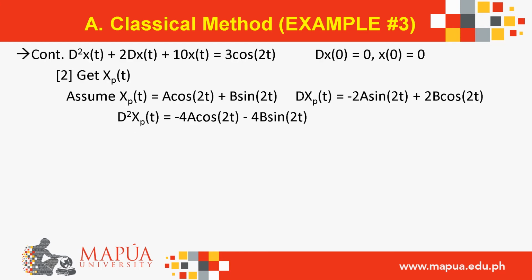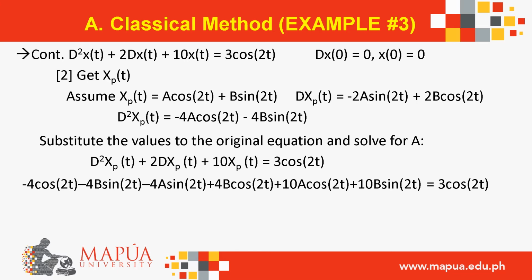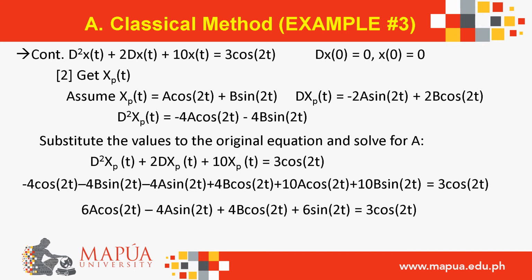For the continuation of the solution, the obtained value of the x function, its first derivative and second derivative, will be substituted into the given equation. Involving all the given, our main equation will be equal to negative 4a cosine 2t minus 4b sine 2t minus 4a sine 2t plus 4b cosine 2t plus 10a cosine 2t plus 10b sine 2t. It will be equal to 3 cosine 2t as the constant part of the equation. Combining similar terms, our final equation will be 6a cosine 2t minus 4a sine 2t plus 4b cosine 2t plus 6b sine 2t is equal to 3 cosine 2t.